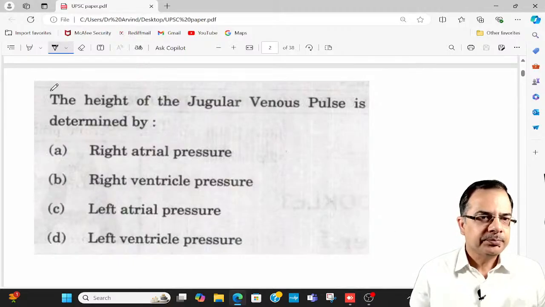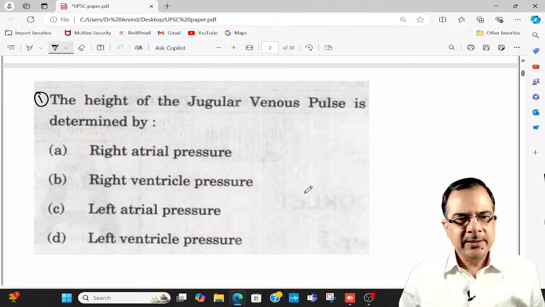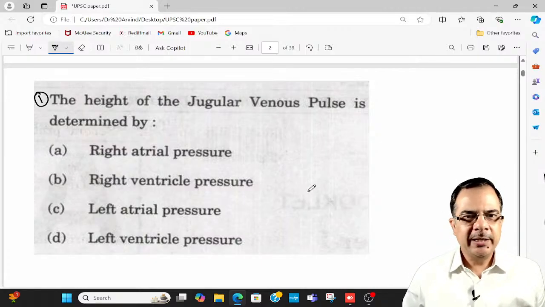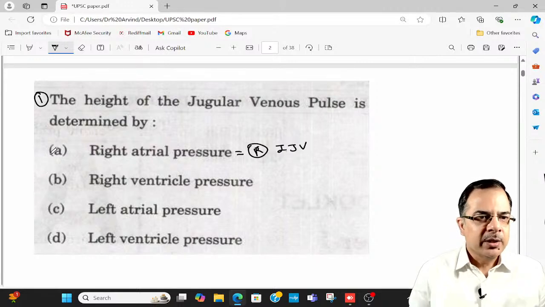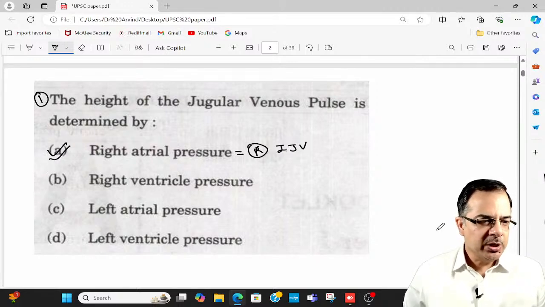The question is, height of jugular venous pulse is determined by which chamber of the heart? It is an obvious question that right atrial pressures are reflected in the right internal jugular vein. So this is JVP, right internal jugular vein. So the answer is A option here.